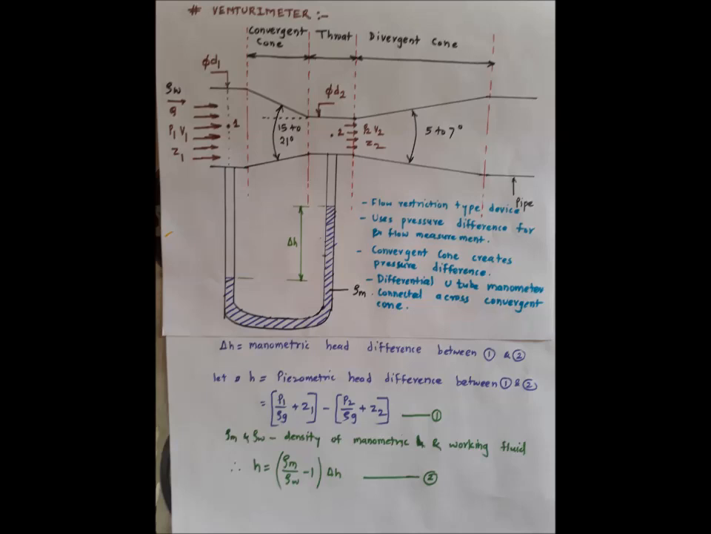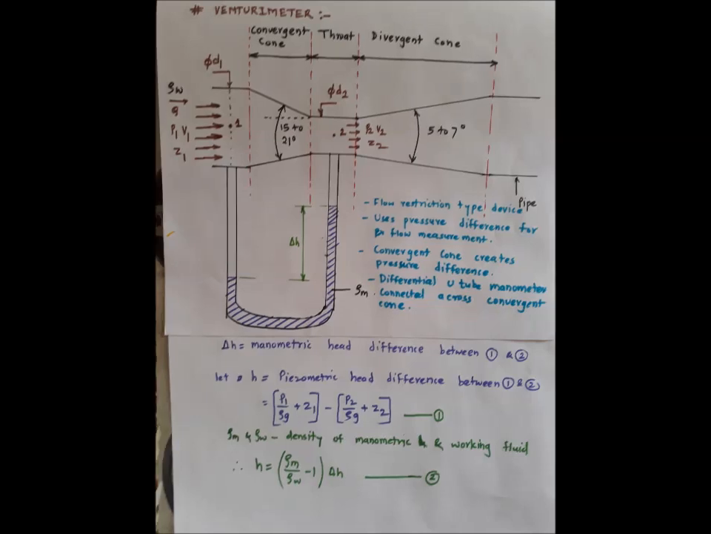Let H be the piezometric head difference. We know that the piezometric head is nothing but the sum of pressure head and datum head. So based on this, the piezometric head at point 1 is P1 upon rho g plus Z1, while the piezometric head at point 2 is P2 upon rho g plus Z2, and the difference between the piezometric heads at point 1 and point 2 is nothing but the pressure head difference between the 2 points.